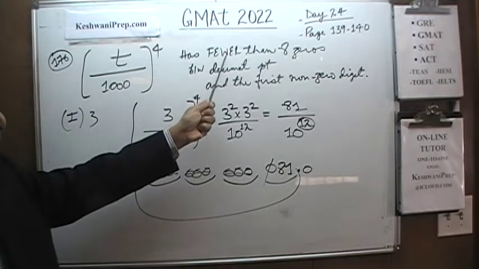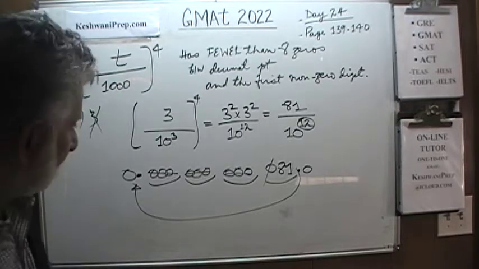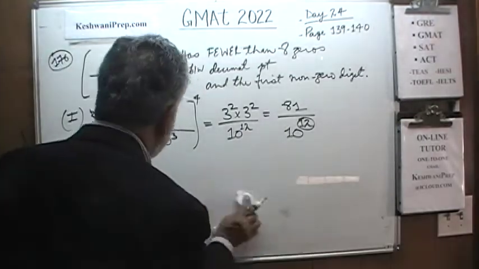It is supposed to have fewer than 8. Obviously, it cannot be 3. It has to be something bigger than 3. Let's look at the next one. Can it be?